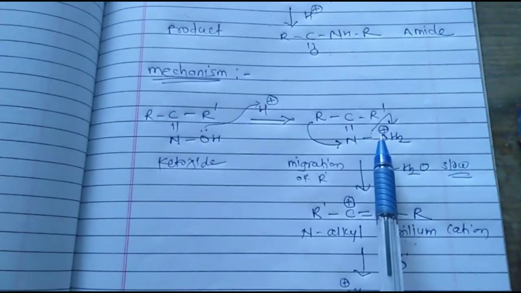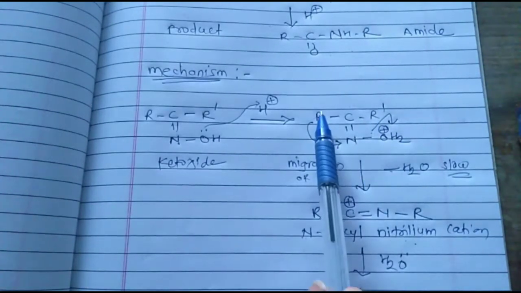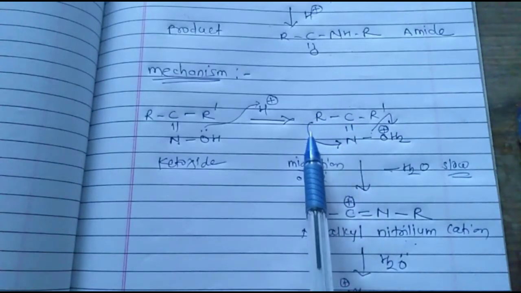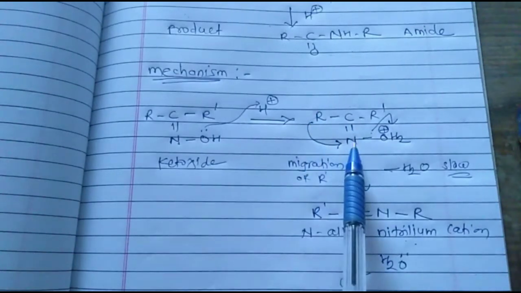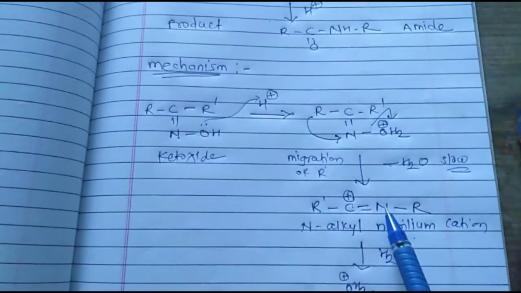Okay, then what happened here? This water molecule gets removed, and here this R group which is attached to this carbon is rearranged, or migrated, to this nitrogen. There is a formation of what? N-alkyl nitrilium cation. Okay, this is the reactive intermediate of this reaction. This first step is a slow step reaction.